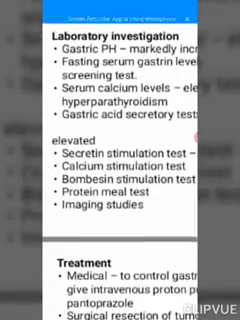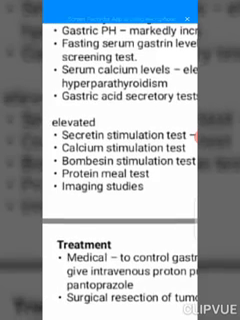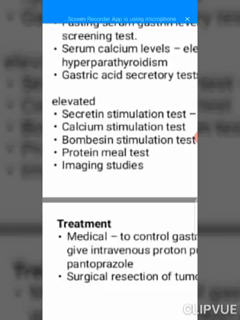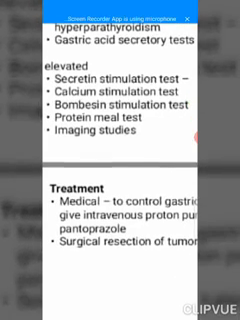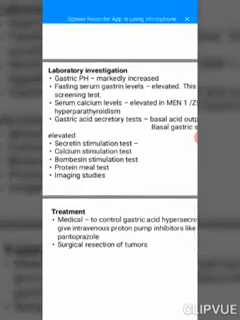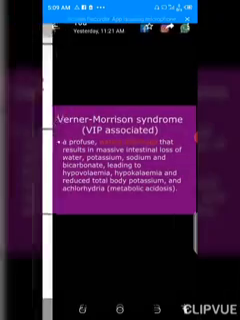Then they can do what we call the secretin stimulation test. When secretin is administered, what do we expect? We expect that at least it should act against the gastrin. They can do the bombesin stimulation test. Then when they do imaging, they will see signs of ulceration. A protein meal test is also a radiologic investigation that helps us see all those sites of ulceration. So those are the most important things you need to know. Medical treatment is by giving proton pump inhibitors, and we can do surgical resection.